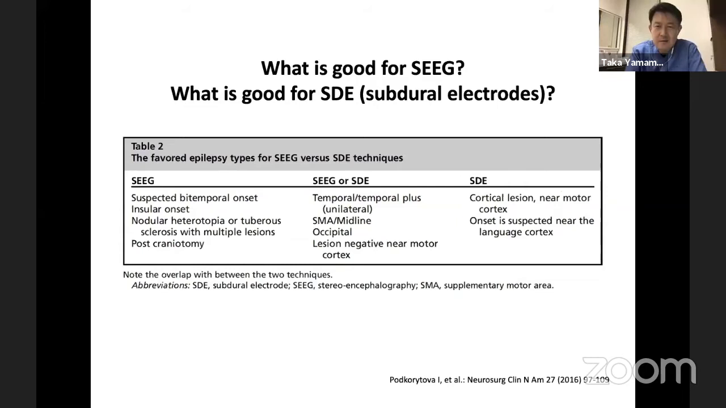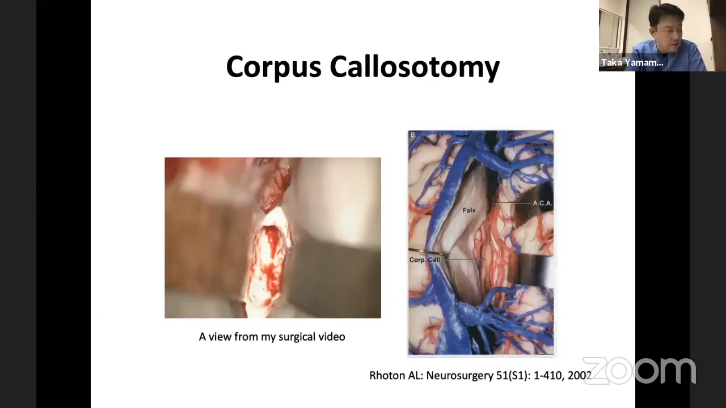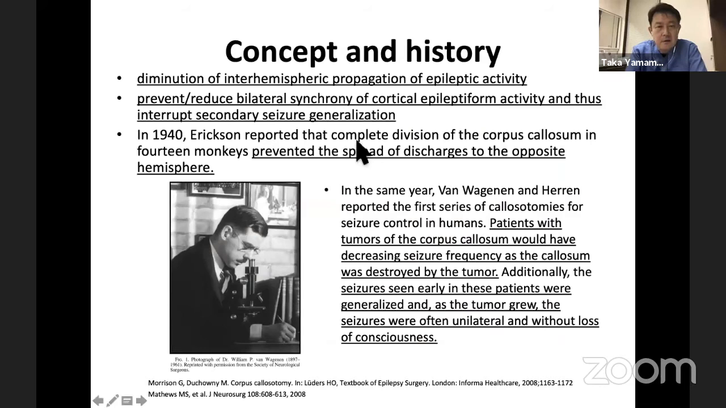And callosotomy. So this is the concept and history. Callosotomy is a diminution of interhemispheric propagation of epileptic activity, and it reduces bilateral synchrony of cortical epileptiform activity and prevents secondary generalization.